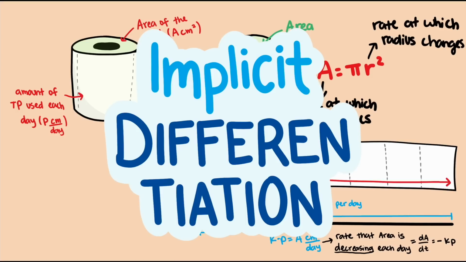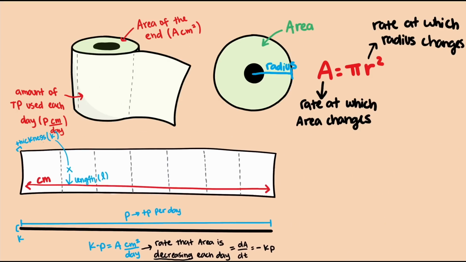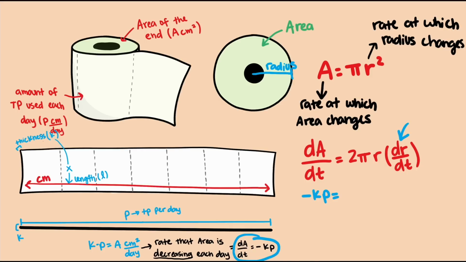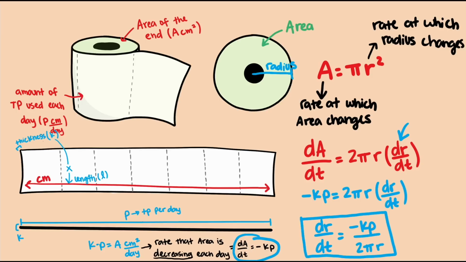Many students learn to use implicit differentiation for related rates. If we implicitly differentiate the equation assuming that area and radius are changing with time, then we get this new equation, dA/dt equals 2 pi r dr/dt. Now we can substitute a negative KP for dA/dt and solve for dr/dt. The reason we're solving for dr/dt is because that's the quantity we're trying to understand, the rate at which the radius changes with respect to time. We find that dr/dt equals a negative KP divided by 2 pi r.